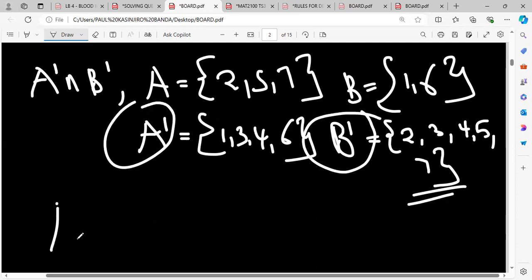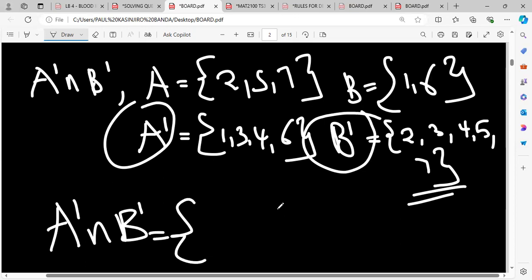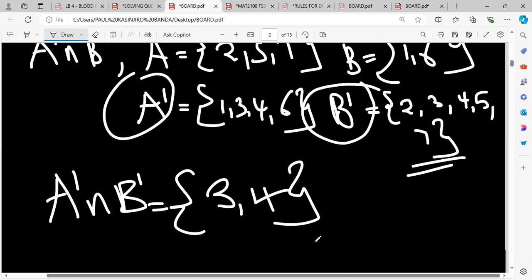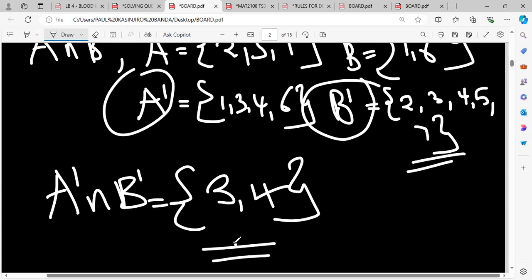Now let's find the intersection of this A complement and this B complement. So we are going to say A complement intersection B complement. We know that the intersection takes the common elements that are in A complement and B complement. So what elements are common between these two sets? We can see that the 3 is common, and the 4 is common again. So this is my set A complement intersection B complement.